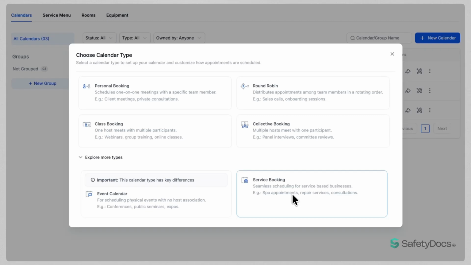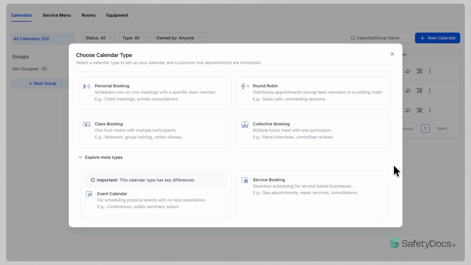Service booking. This would be a time-based service with availability rules. Use when booking a service instead of a person. For example, service repair visits, spa appointments, in-person services, and paid consultations.